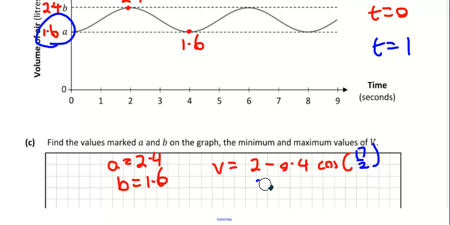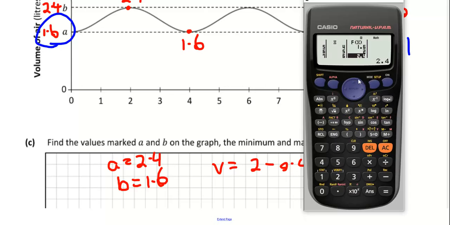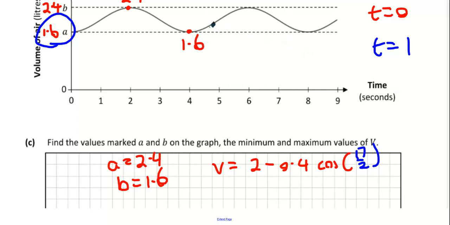Oh, wait. Oh, no, sorry. Give me a second. The minimum doesn't occur at 1, does it? The minimum occurs at 2. Let me explain. I think that would be 0.